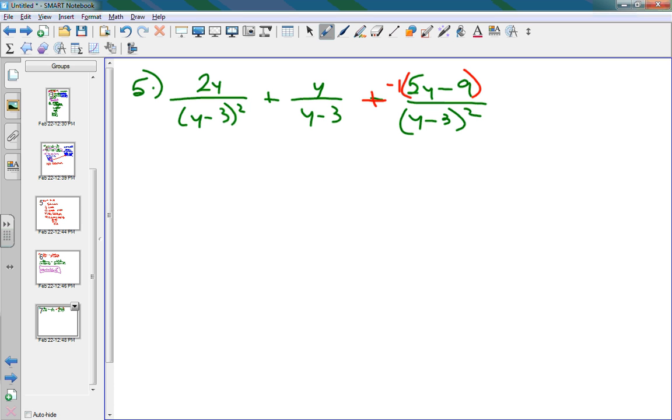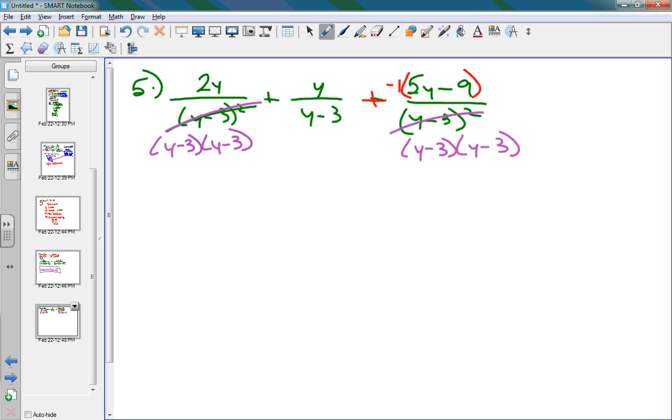You're going to factor. I need to factor each denominator. Can I factor y minus 3 squared? No, but I can write it down twice. Does that make you all happy if I did that? Yes. Y minus 3 times y minus 3. How about y minus 3 on the second one? Can I do anything with that? No. How about y minus 3 squared on the last one? I can write it down twice, but apparently you all like to see it.